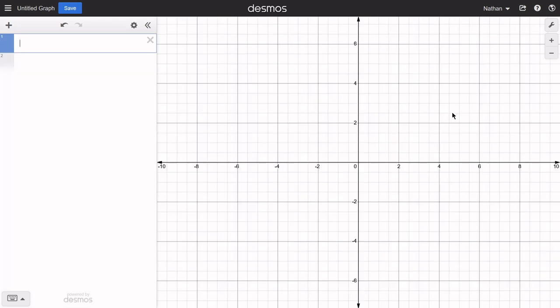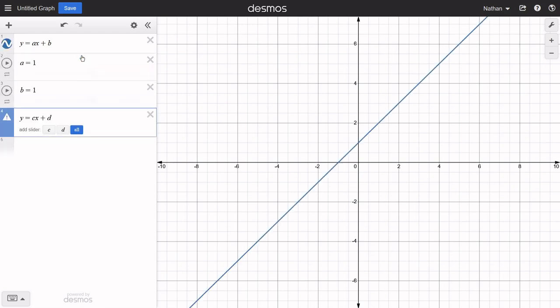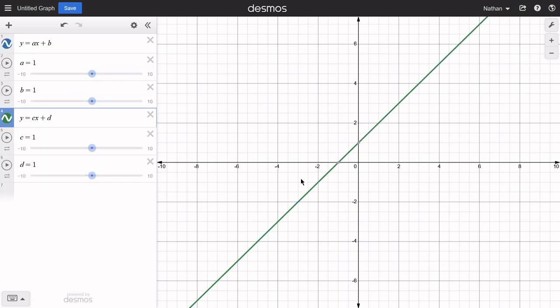So a system of equations or inequalities is where we try to find a solution with different constraints. Here we're going to be looking at systems of equations, specifically linear equations. And in general, a system of linear equations is going to have two linear equations. So I could do y equals ax plus b, and then y equals cx plus d, and then create all those sliders.